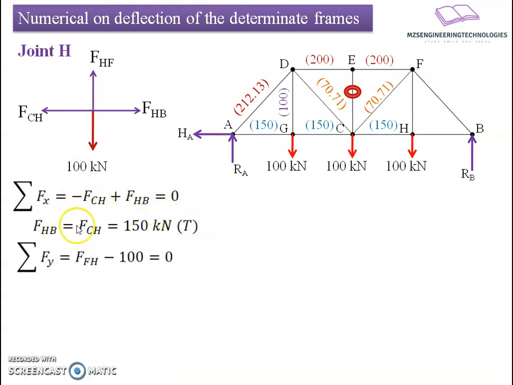If I go towards the vertical forces, it will be FCH minus 100, so it results into FCH equals 100 kilonewton. I will mark these forces in the picture and move to the next one, joint B.